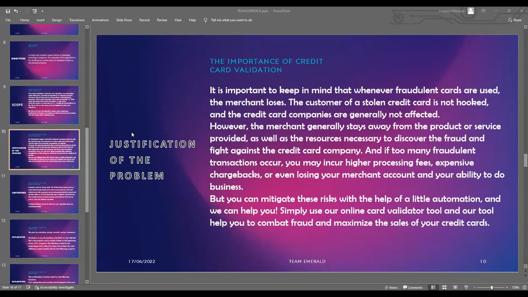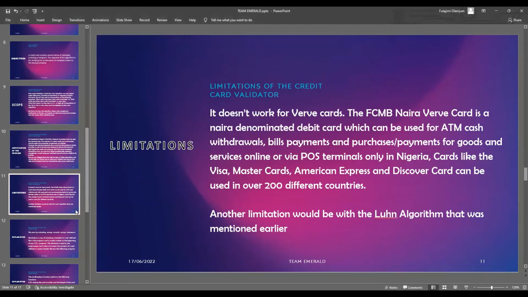Thank you very much. Those are the justifications of our software, and it is a credible software that you can use to validate your credit cards. But what are the limitations of our software? So, first of all, our software doesn't work for Verve cards. The FCMB Naira Verve card is a Naira-denominated debit card, which can only be used for ATM cash withdrawals, bill payments, and purchases of goods and services online via POS terminals only in Nigeria.